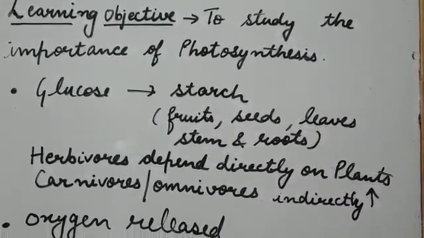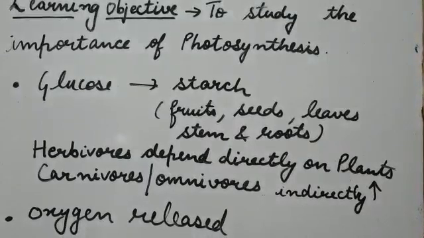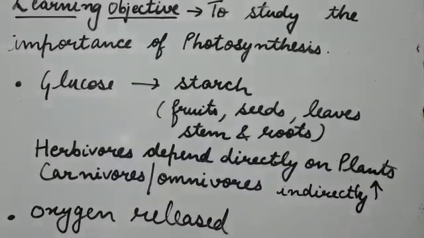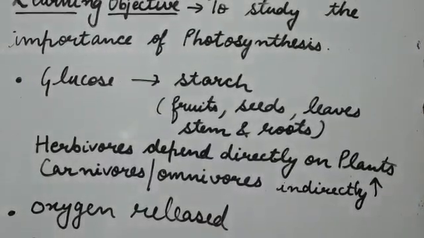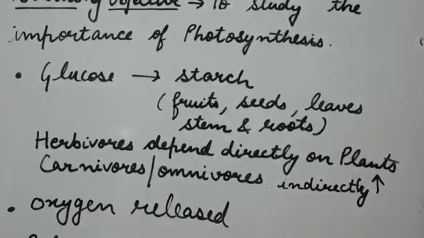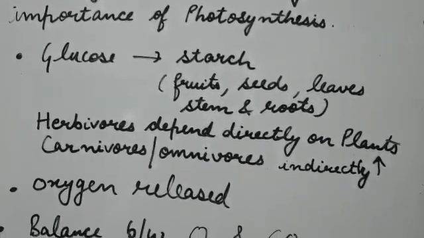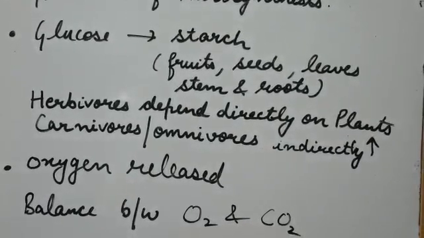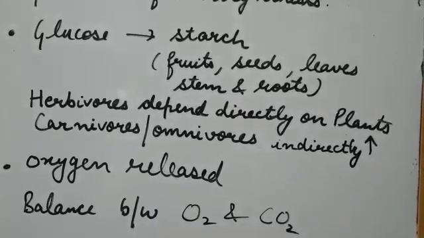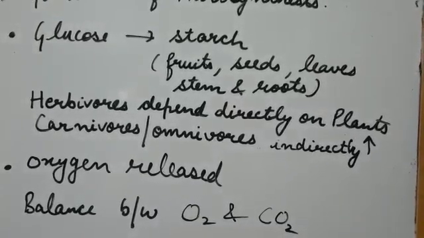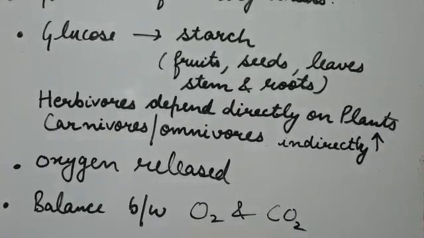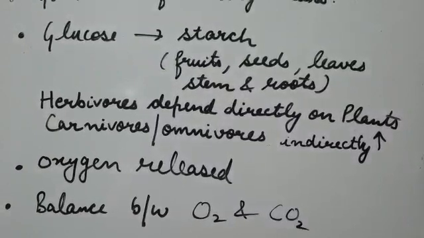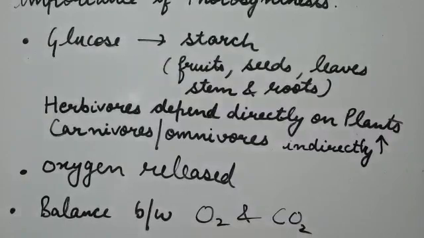Also, in this process, as we have seen in the reaction, in addition to glucose, oxygen is also released, and oxygen is very important for the existence of life on the earth. One more important feature of photosynthesis is to maintain the balance between oxygen and carbon dioxide gas in the atmosphere. We know that when this balance is disturbed, for example, if more carbon dioxide is there in the atmosphere, it will create lots of disturbances, like it can give rise to global warming. So photosynthesis maintains the balance between oxygen and carbon dioxide.